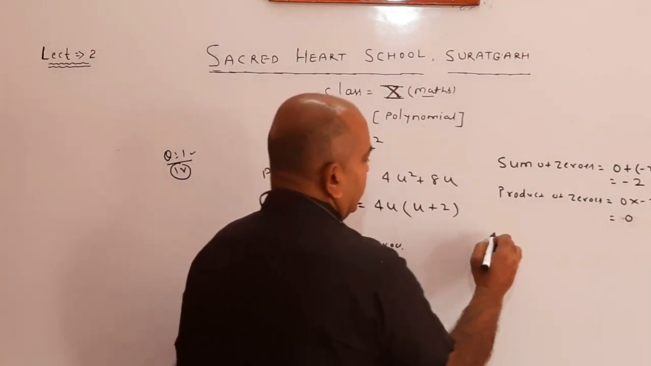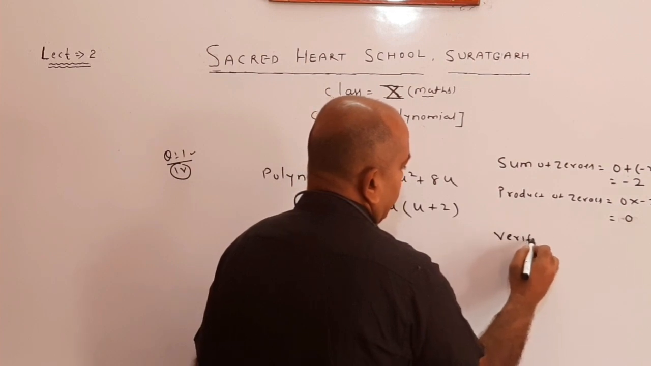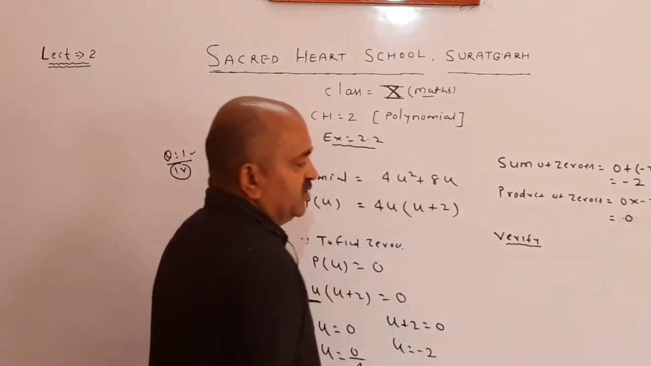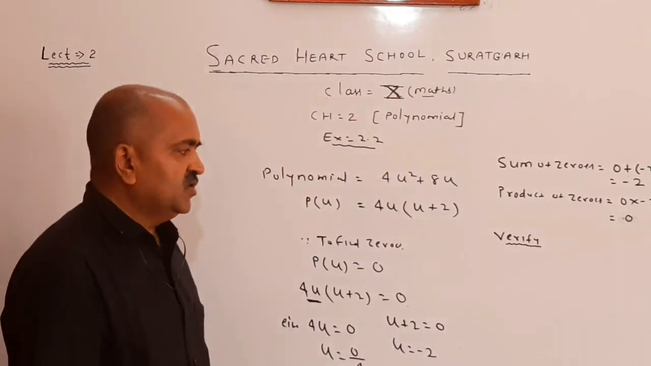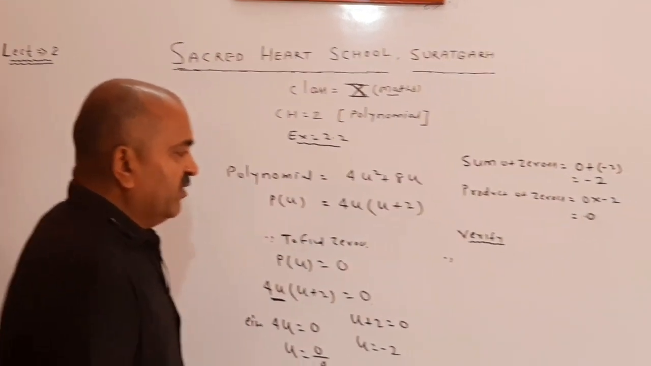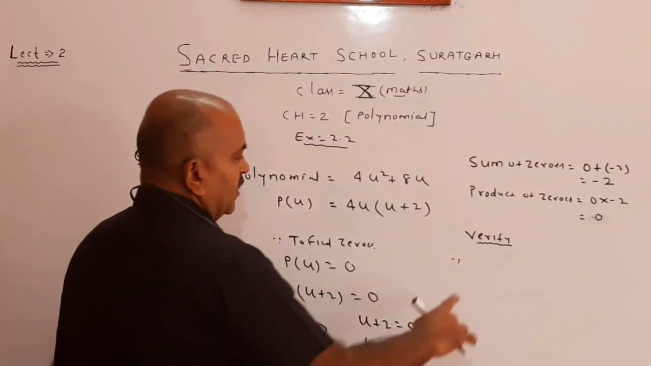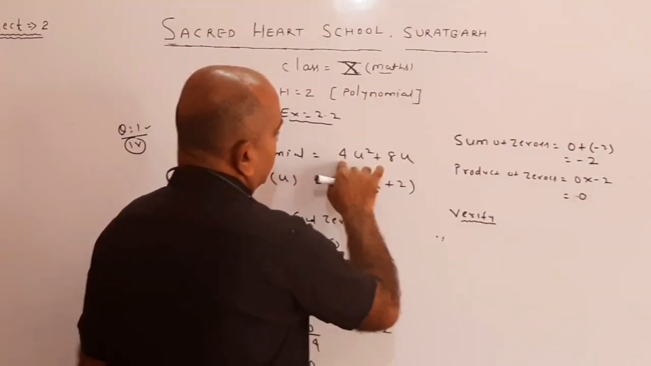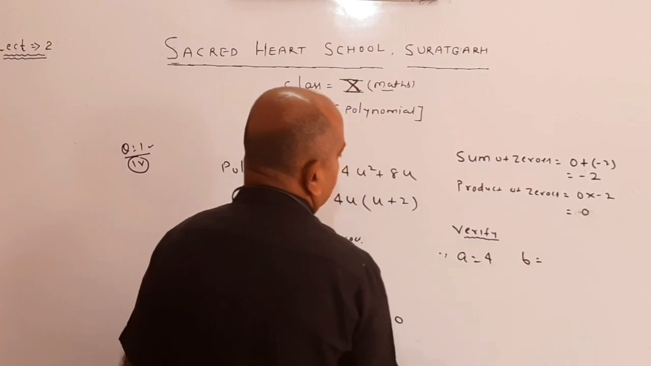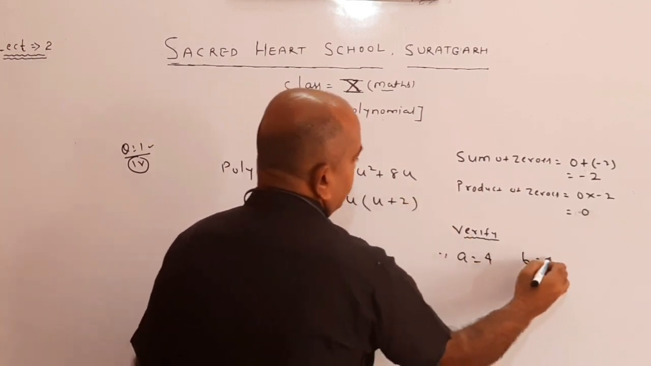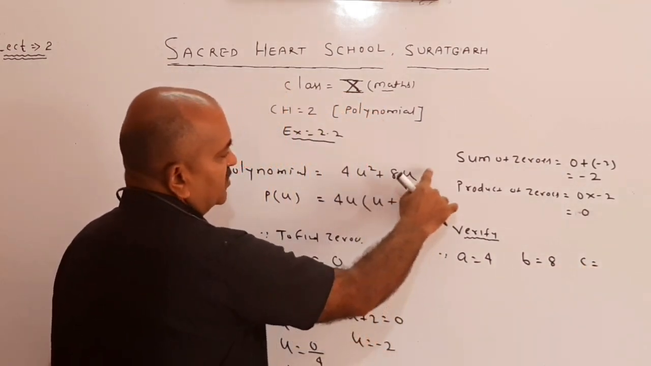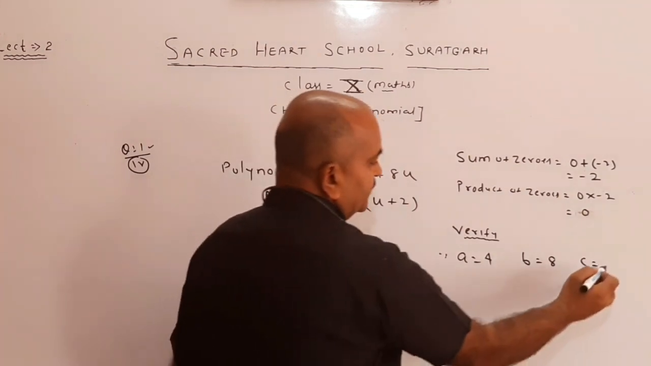Now, students, verify. According to this question, verify the relationship between the zeros and the coefficients. So verify. Yes, students, first, what is the value of a? Coefficient of u square is 4, so a equals 4. What is the value of b? Coefficient of u is 8. What is the value of c? c means constant term. Students, in this question, constant term is not given. So what is the constant term? 0.